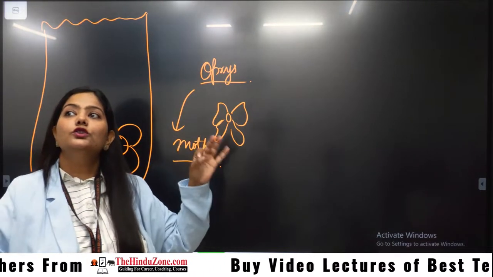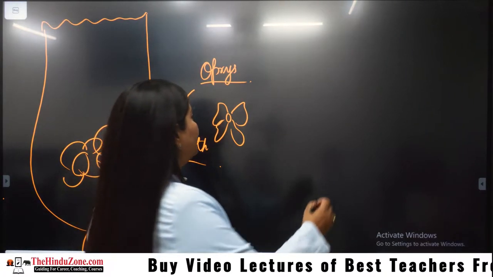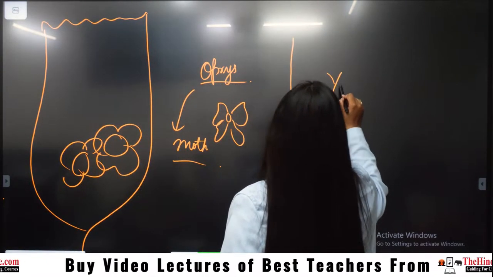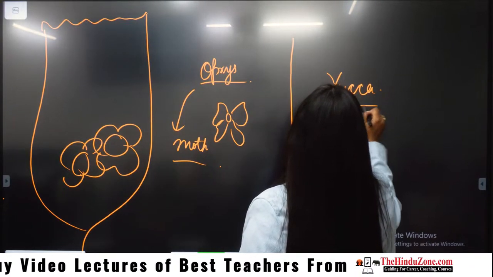There are also some relationships with others. There is one very famous pair, the yucca flower and the yucca moth.